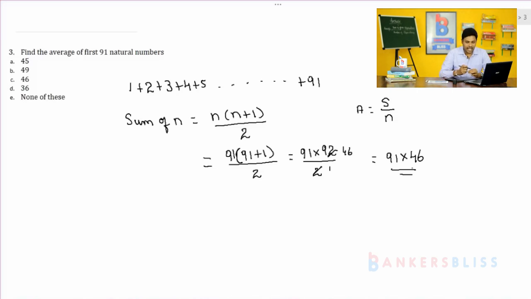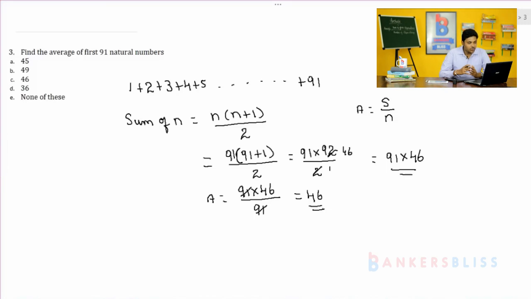Now, I have to calculate the average. So, average is equal to sum, that means 91 into 46, divided by total number of observations. Here total number of observations is 91. So, 91 gets cancelled, the average value is 46. So, this is the traditional approach we follow to calculate the average. We have one more method, a fantastic method. If we use that method, you can save a lot of time.